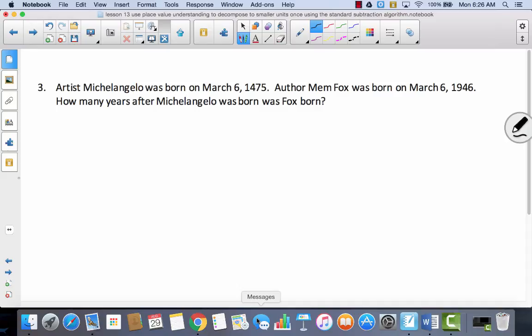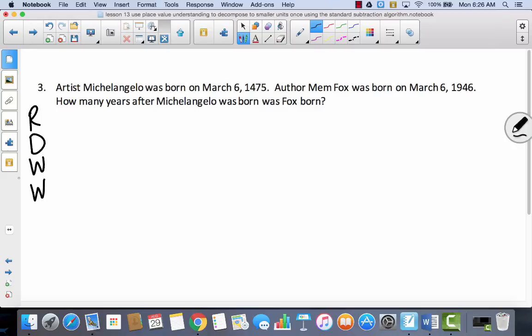All right, let's take a look at problem number 3. Now this actually is an application problem, so we're going to use the RDWW process here. We're going to read, we're going to draw, we're going to write a number sentence, and then we're going to write a statement. So artist Michelangelo was born on March 6, 1475. Author Mem Fox was born on March 6, 1946. How many years after Michelangelo was born was Fox born?